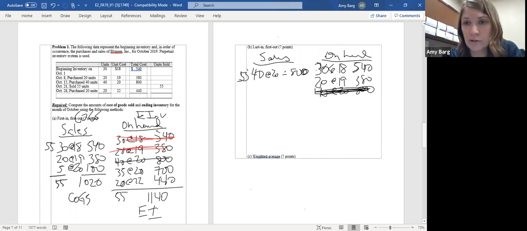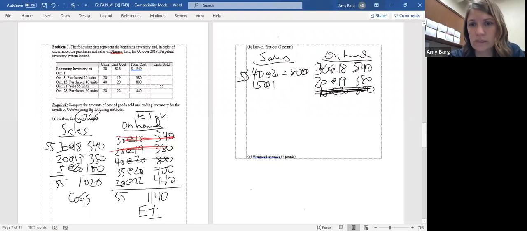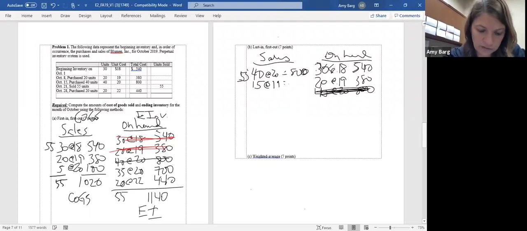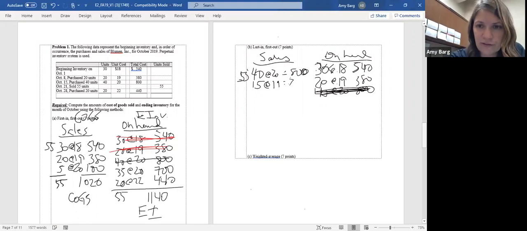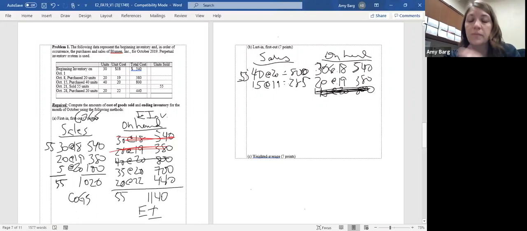And then we have 40, we're trying to sell 55. So we're going to sell 15 more. So 15, but which ones are we selling? We're selling from the $19 units because those are the next ones, the next to last ones. So 15 times 19 is 285. Okay. So there were 20 of these $19 units, but we sold 15 of them. So there's not 20 of them anymore. There's 20 minus 15, which is 5 at 19, which is 95.